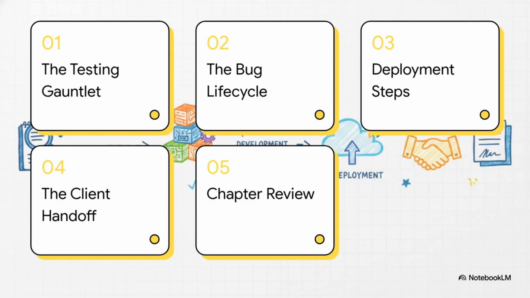First, the testing gauntlet. Second, the bug lifecycle. Third, deployment steps and examples. Fourth, the client handoff. And finally, a chapter review.